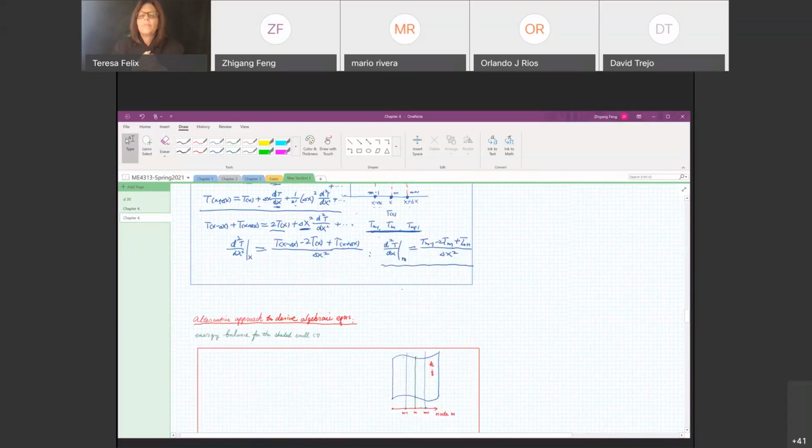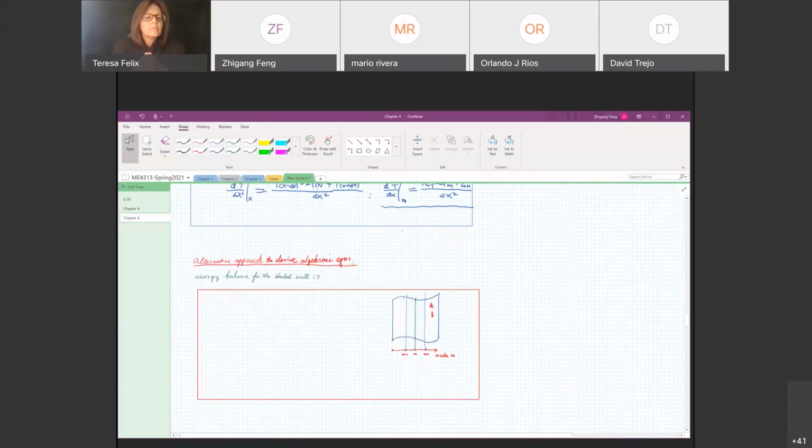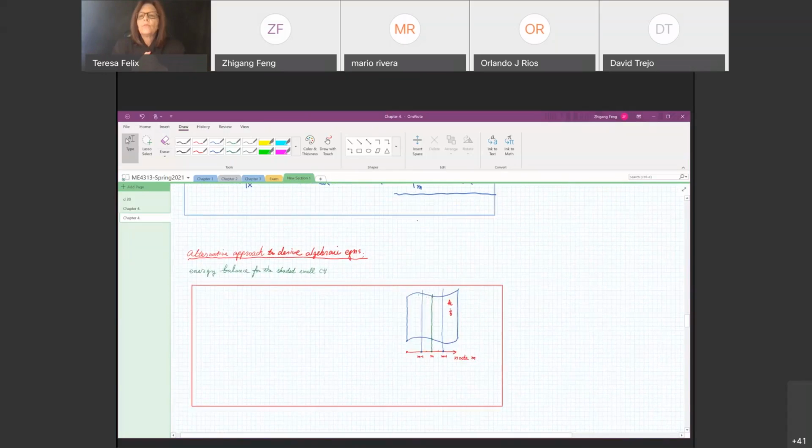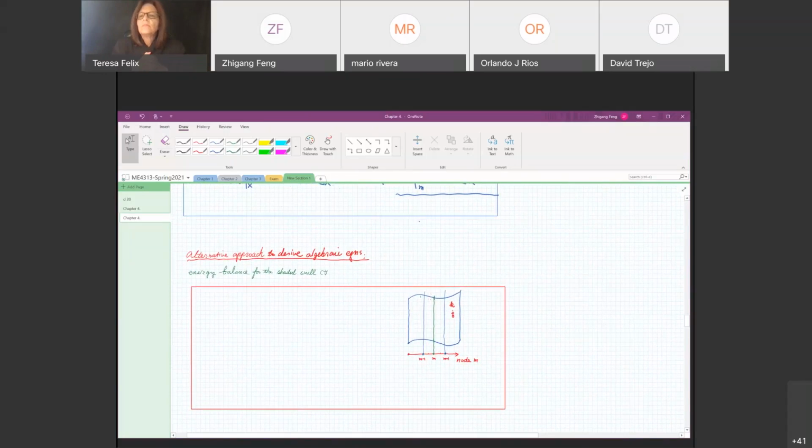But for us, I want you to know how to derive the algebra equation based on the energy balance equation. This approach is more accurate because it's based on the law of conservation of energy.